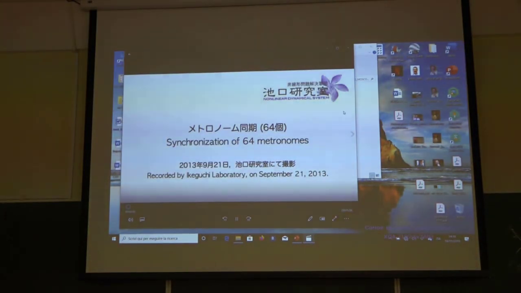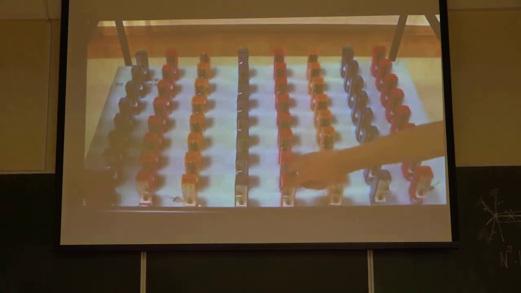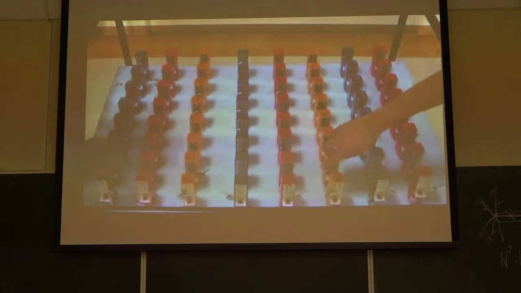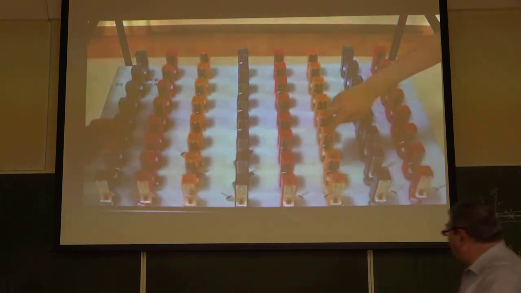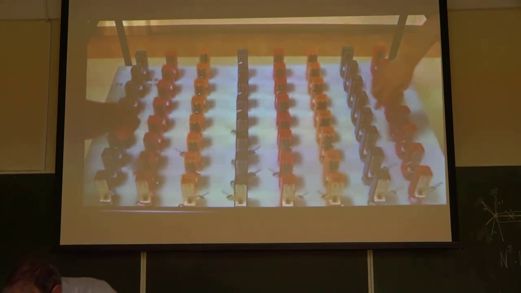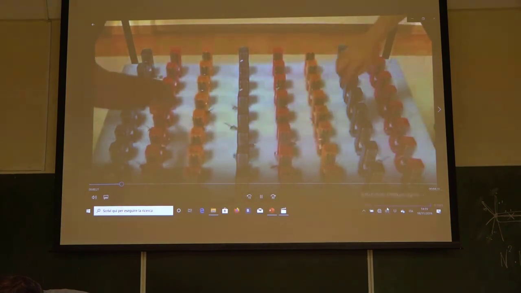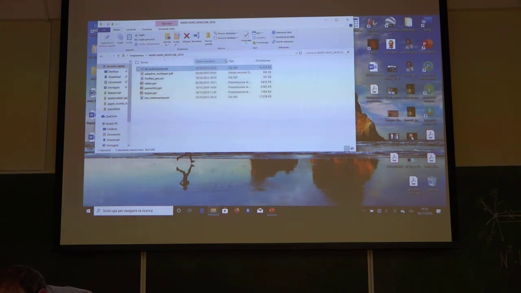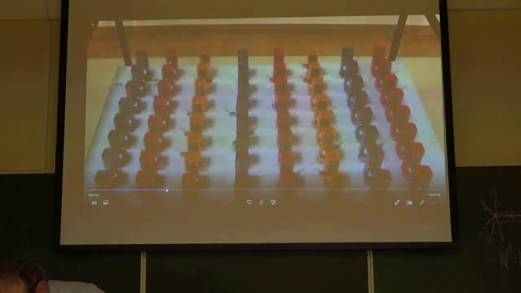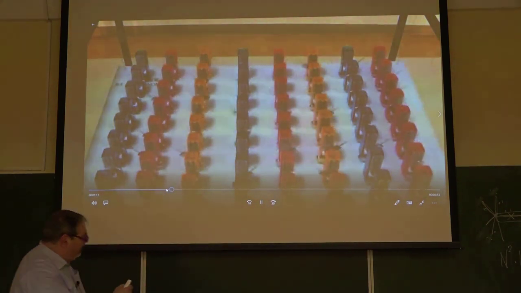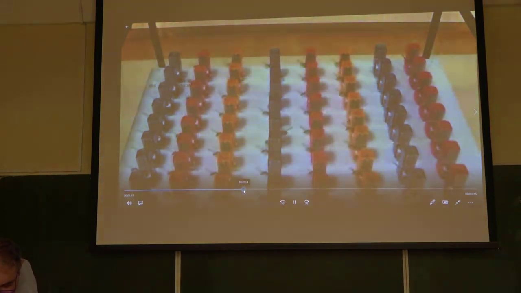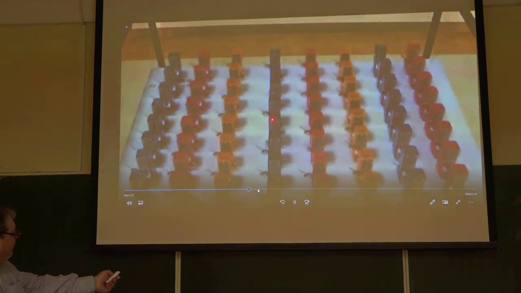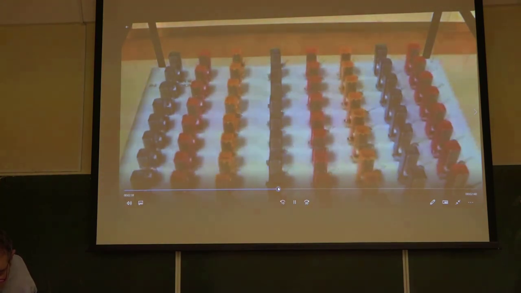This one. So people, you see, started putting 64 metronomes. Sorry, it's a little bit noisy. If you look at here, they start the metronomes, and they let them go, and you will see that at a given point all the metronomes become synchronous. You will see, I advance a little bit. Now they are almost synchronous. These are in antiphase. But if you wait a little bit, they all go synchronous.